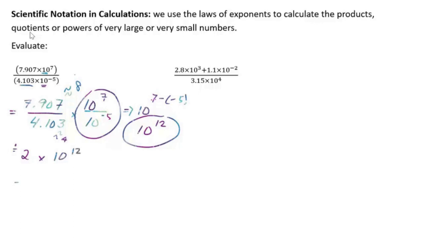Now we do want to write what the exact answer is, so if you punch 7.907 divided by 4.103 into your calculator, you'll find you get 1.927. And of course 10 to the power of 7 divided by 10 to the power of negative 5 is still 10 to the power of 12.